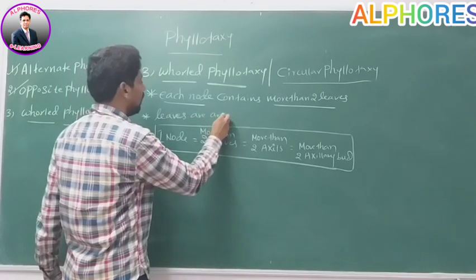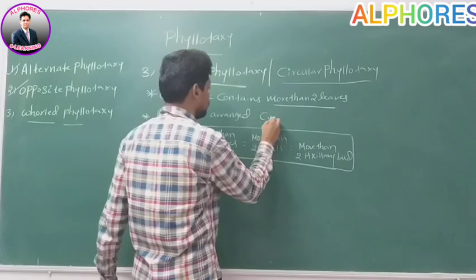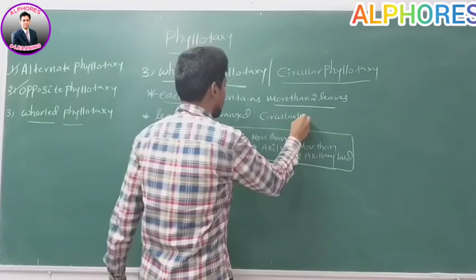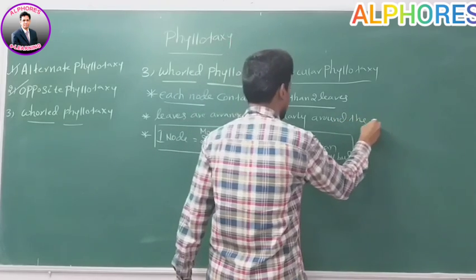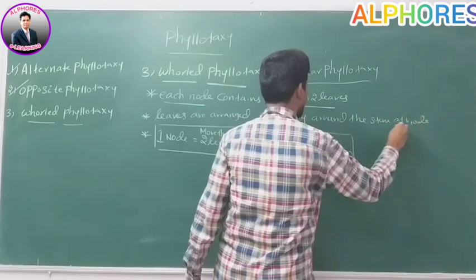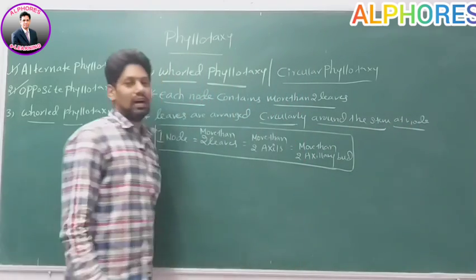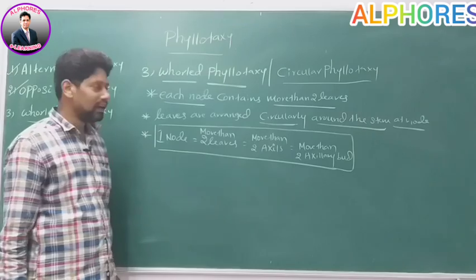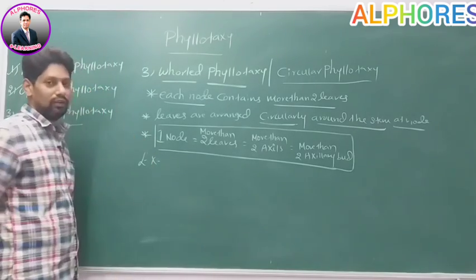How are leaves arranged? Leaves are arranged circularly around the stem at the node. Therefore, at a node around the stem, how are leaves arranged? Circularly. Is this statement okay? Right? Now let us go for examples of whorled phyllotaxy.